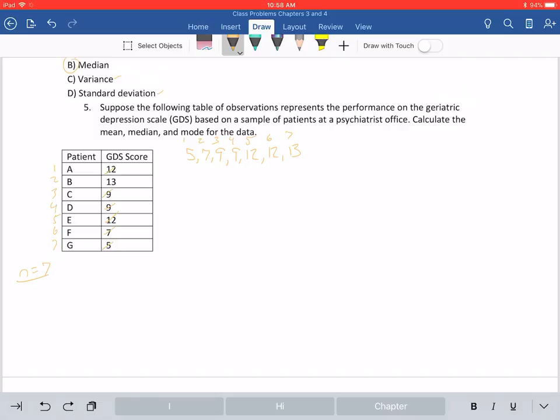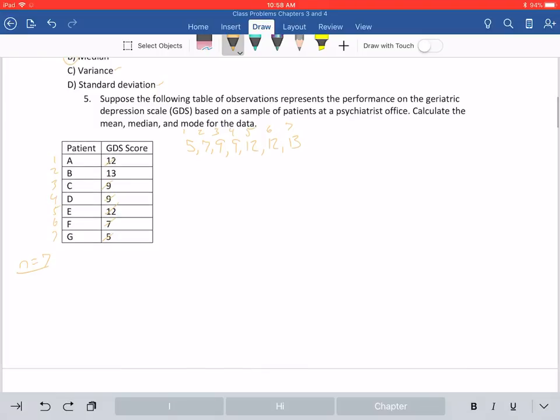So we know how many people we have. We've written them in order. So the next thing we can do is find the median. The median is going to be the middle value here. Since we have an odd data set, it's going to be the exact middle of the data set. So our median is going to be 9.